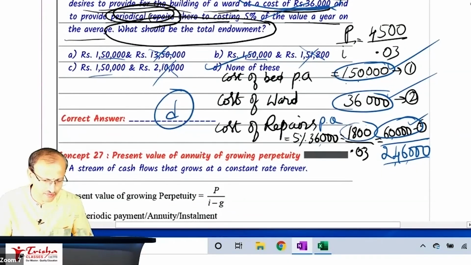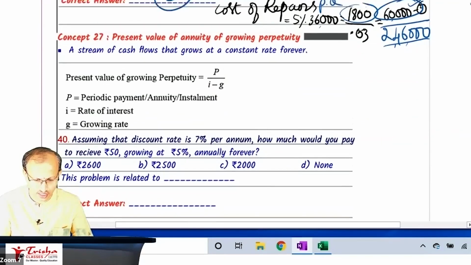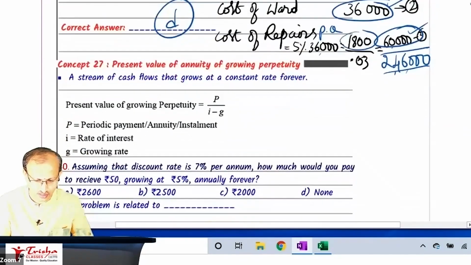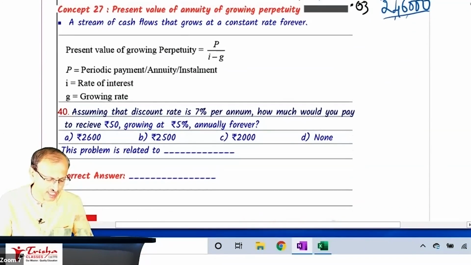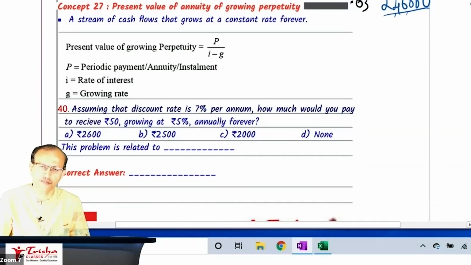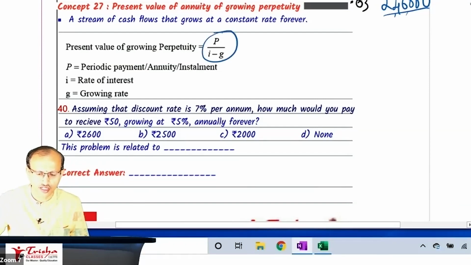It is not matching with any of these. Let me go to the next one. None, in this case it is none of these. Okay, I was mentioning to you the example of scholarship. What if that scholarship increases every time? That's the question. I told you how to apply I minus G. The denominator, you have to be careful.